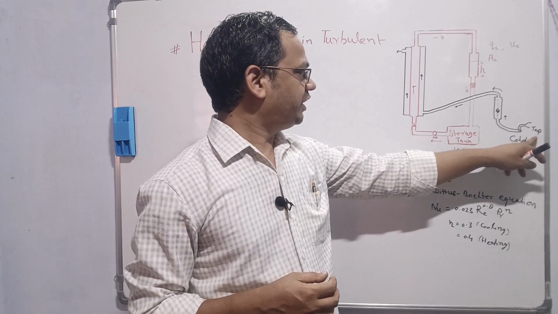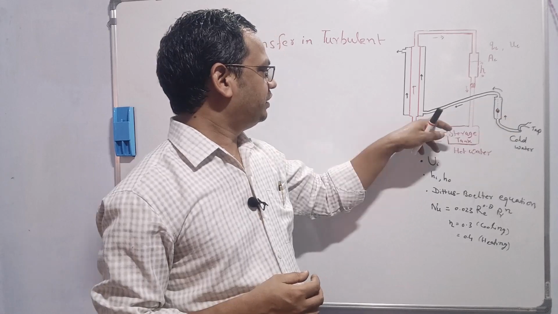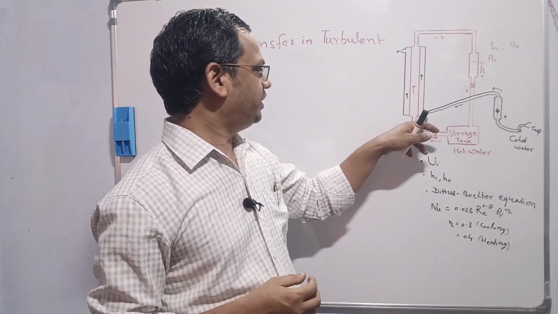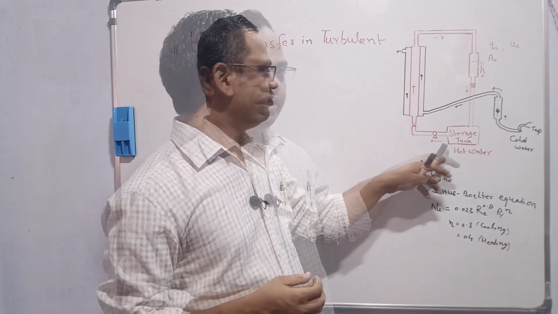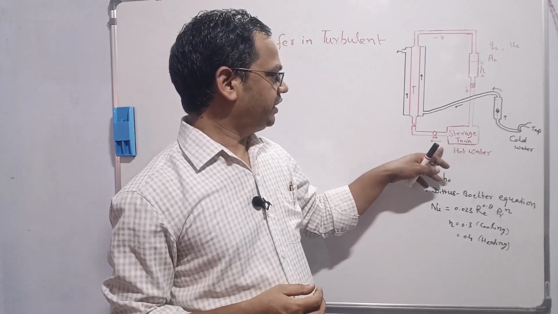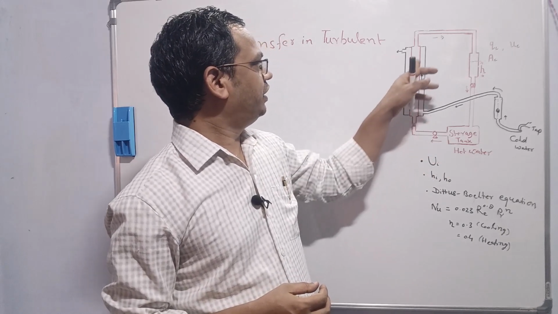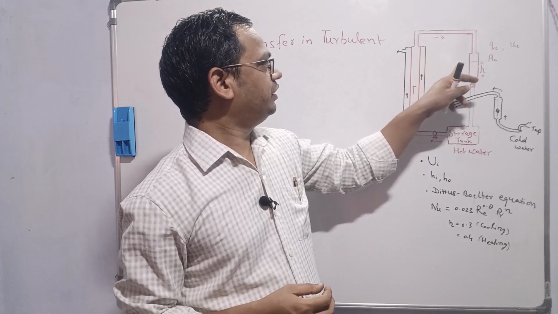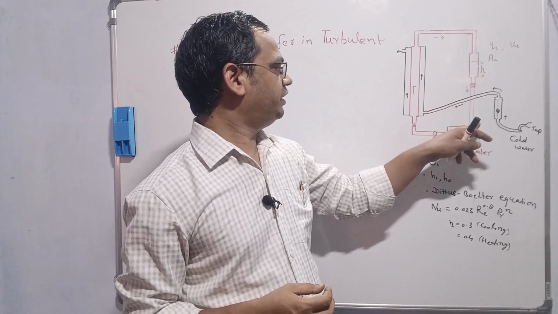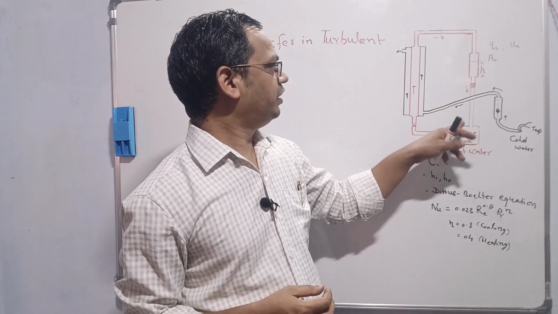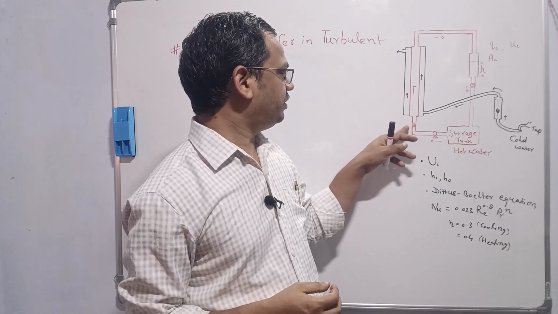Cold fluid comes from the tap, enters the rotometer, exits from the other end. Thereafter, it enters the outer pipe of the heat exchanger, and then it exits from the other end. Hot fluid is pumped from the storage tank, then it enters the inner pipe of the heat exchanger, exits from the other end, then it goes to the cylinder, exits from the other end, then it again enters the storage tank. The flow rate of this hot fluid, which is water, is controlled using this valve.